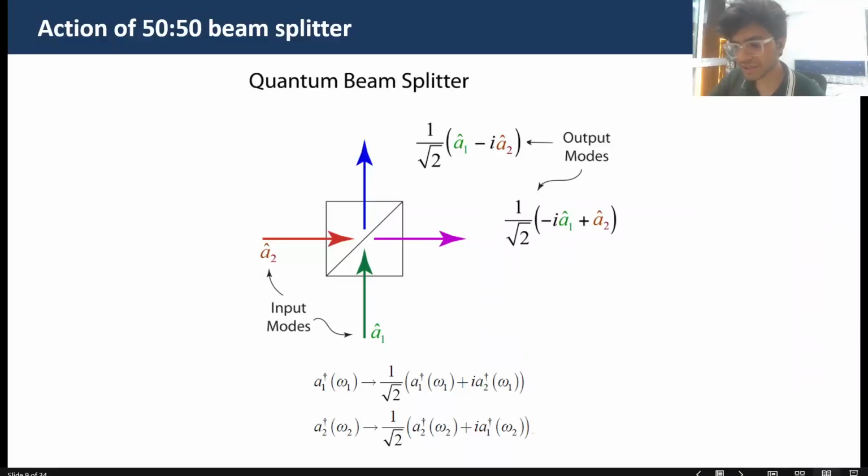The two imaginary terms, however, A1 dagger A1 dagger and A2 dagger A2 dagger, physically represent both photons having bunched together and exited the beam splitter entirely out of port 1 or entirely out of port 2. In this scenario, only one detector clicks. This is anti-coincidence.